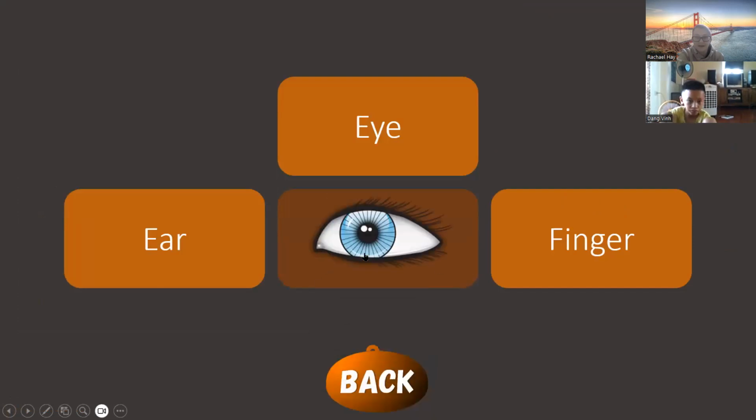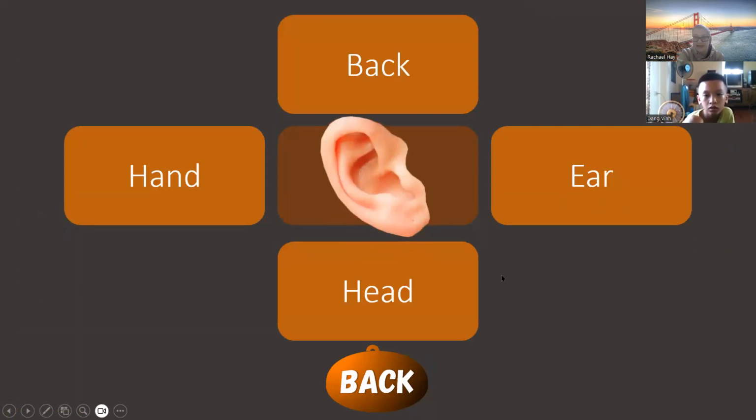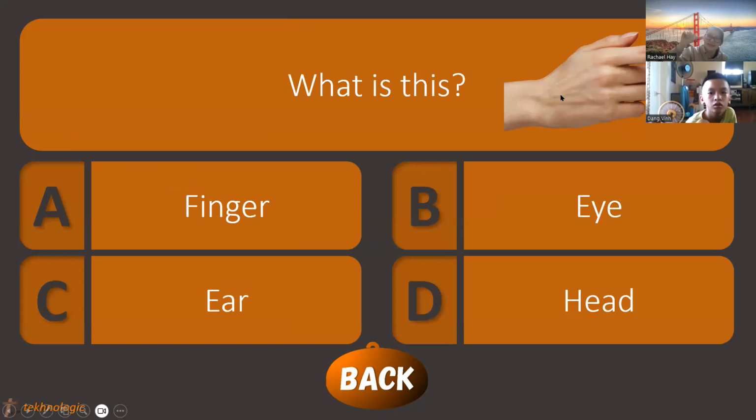Okay. What is this called? Very good. Ken, what is this? Ear. Okay, and what is this? This is a finger. Good, and where is finger? Is it A, B, C, or D? A. A, very good.